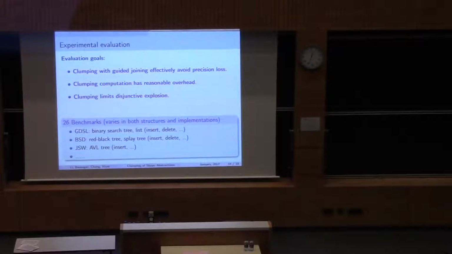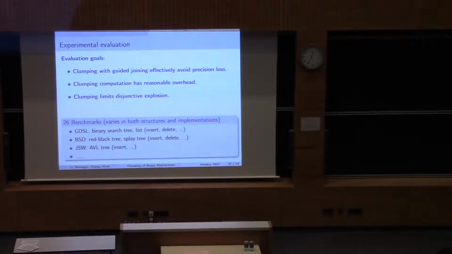Now we want to evaluate our technique. We set up 3 evaluation goals. We want to evaluate that clumping with guided joining effectively avoids precision loss, and that clumping computation has reasonable overhead. Also, that clumping limits disjunctive explosion.